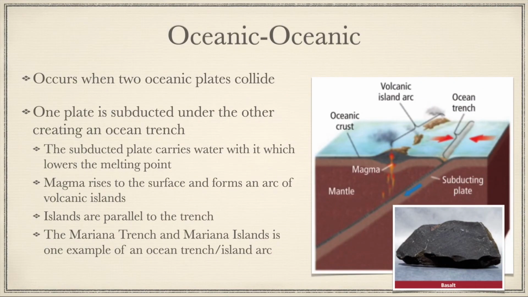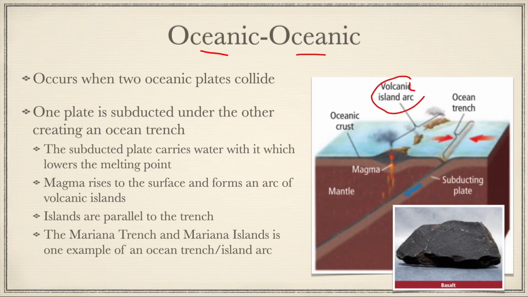So the first type of convergent boundary we're going to talk about is oceanic-oceanic. So this occurs when you have two oceanic plates collide. So you have two plates that are fairly dense, both made of basalt, and they collide. Now, one plate is subducted under the other plate, creating an ocean trench. The subducted plate carries water with it, which lowers the melting point. So if you have water mixed in with the rock and sediment and stuff, it's going to lower the melting point. Magma rises to the surface and forms an arc of volcanic islands.